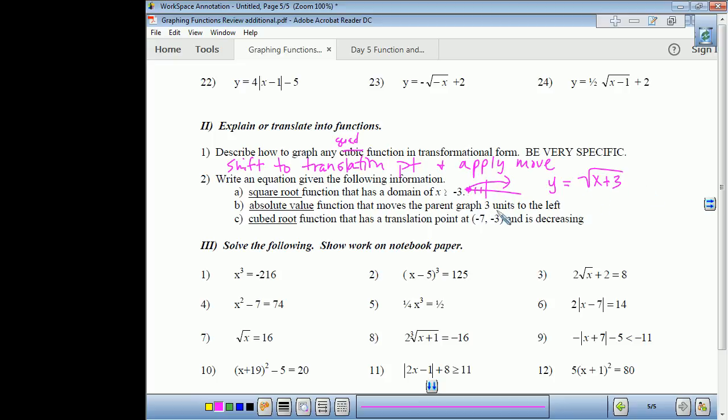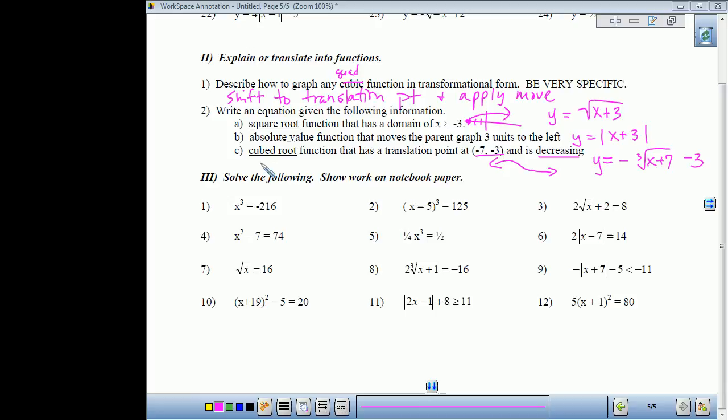Absolute value function that moves a parent left 3 units. So we're going to go left. We do opposite, so we'll put plus 3 in there. A cube root function that has a translation point here and is decreasing. So if it's decreasing, it has to be going down. So we need to negate the function. Cubed root. We want to go left 7, so we'll put a plus 7 under the root and a minus 3 at the end.